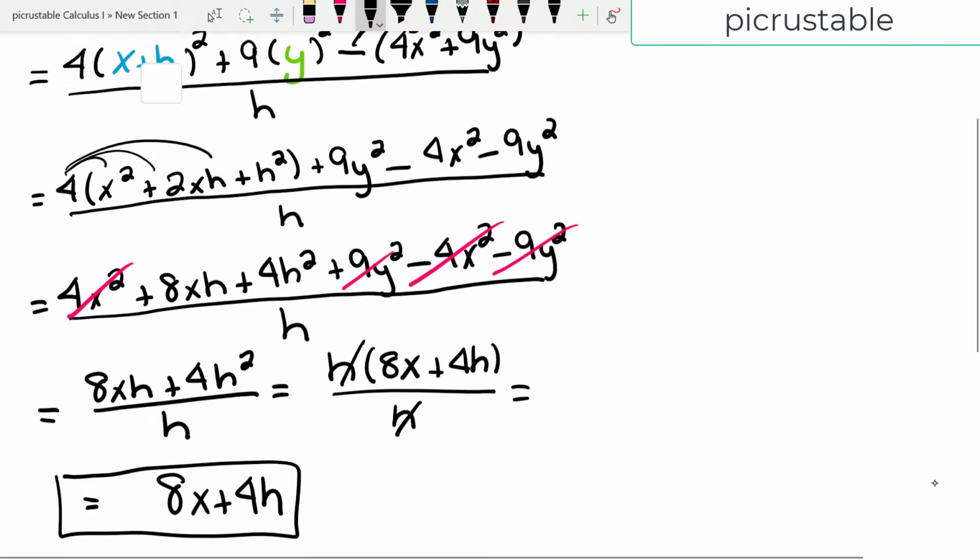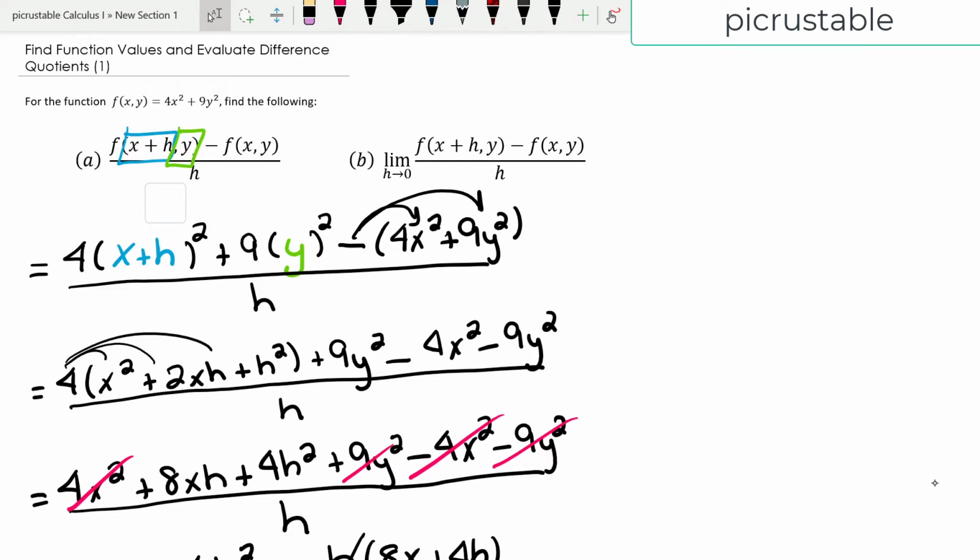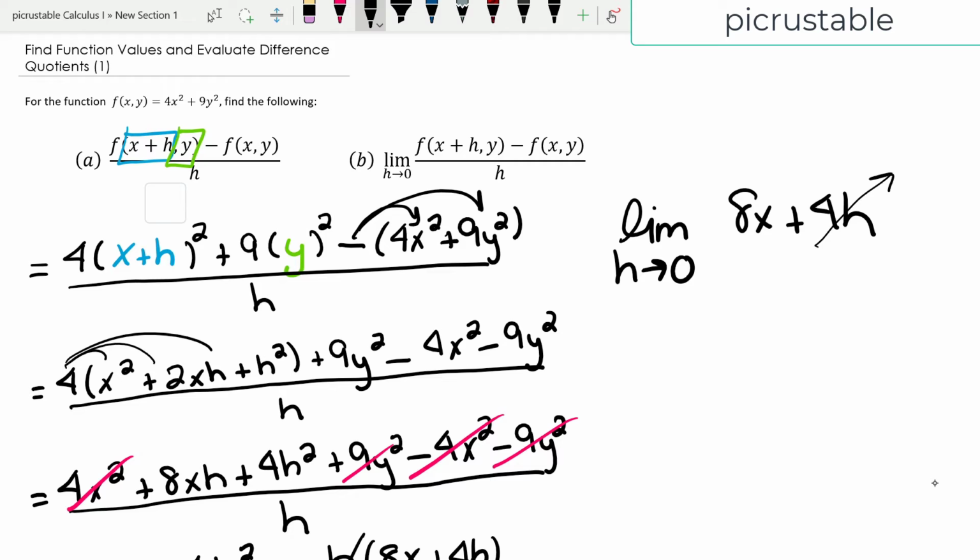Let's look at the second part here. The second part, we're going to take the limit as h approaches 0 of the same difference quotient. So we're going to rewrite what we had, but we're going to write the limit as h approaches 0 of 8x plus 4h. Now as h approaches 0, this is going to approach 0. So what we are going to end up having is just 8x.